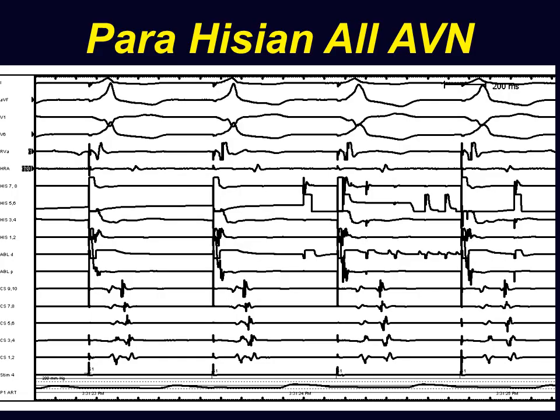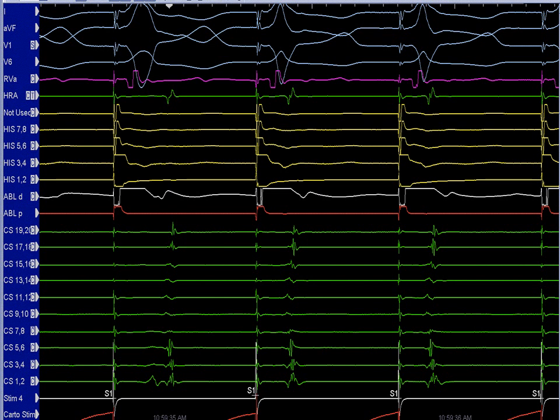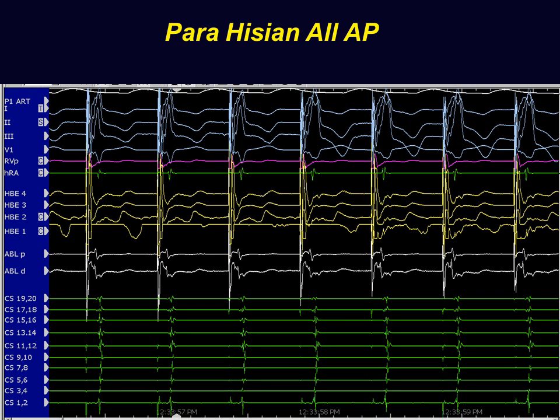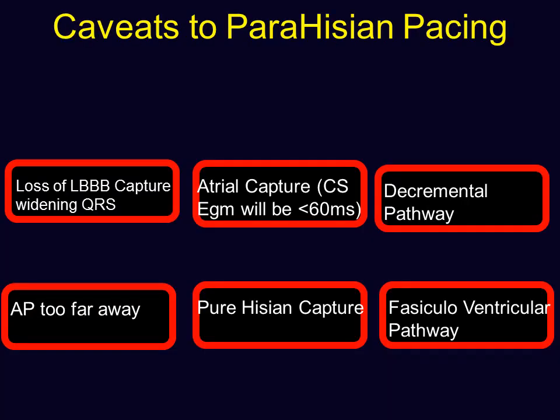This is again a wider, narrower QRS, shorter VA, wider QRS, longer VA. It's very suggestive of an AV nodal response. And the same thing is being shown in this slide. And when you have a fixed VA, regardless of whether the QRS is narrow or wide, and it is very fixed, then you're dealing with an accessory pathway.